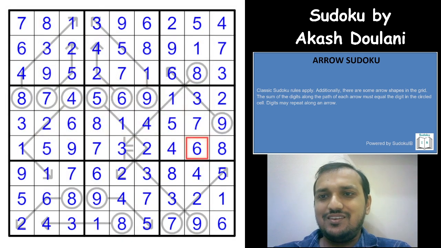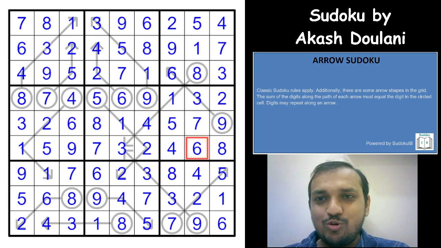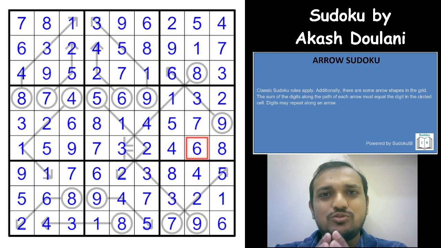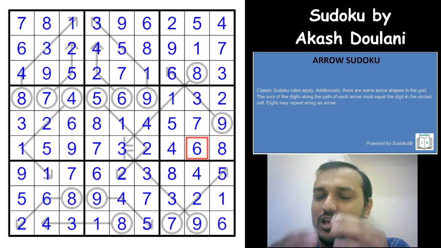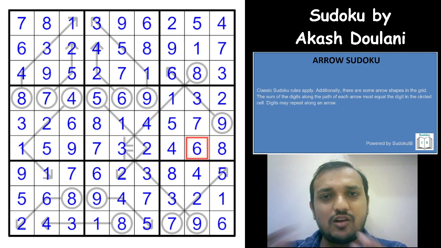Amazing. What an amazing Arrow Sudoku this was. The kind of logic that goes into this Sudoku is not regularly seen in Arrow Sudokus. Amazing Sudokus by Akash. If you are really looking forward to such handcrafted Sudokus, Akash has published so many books online.